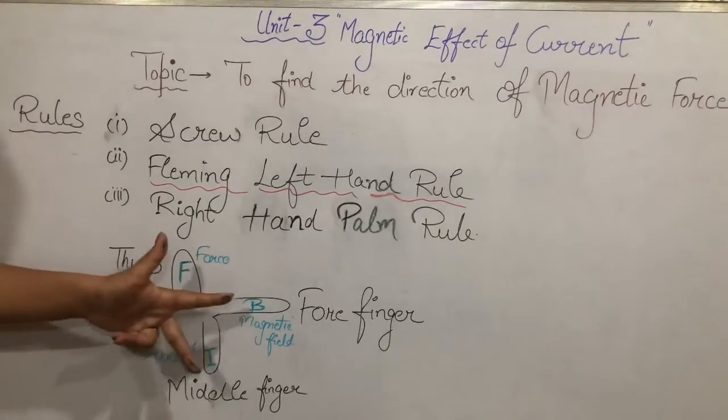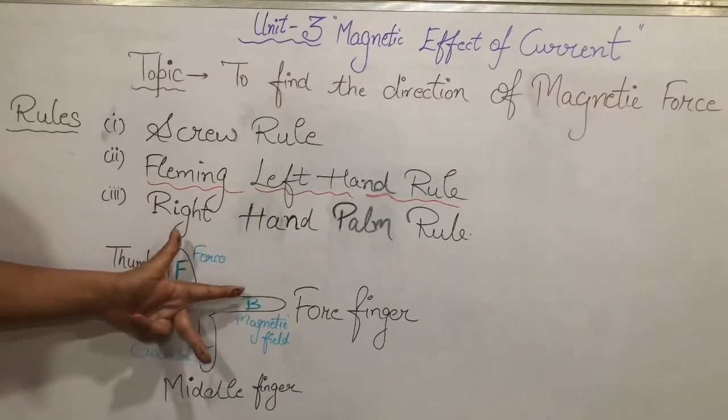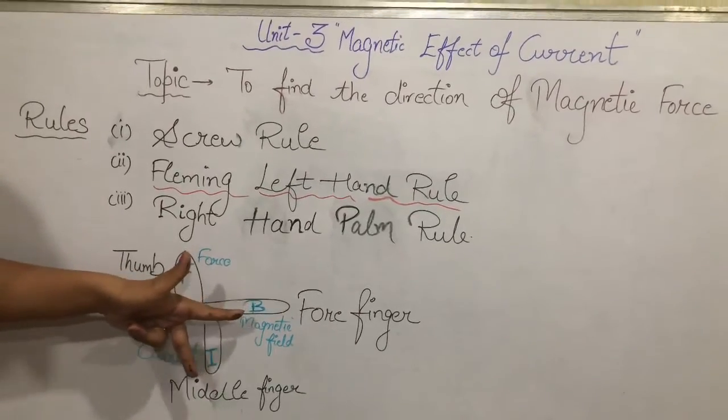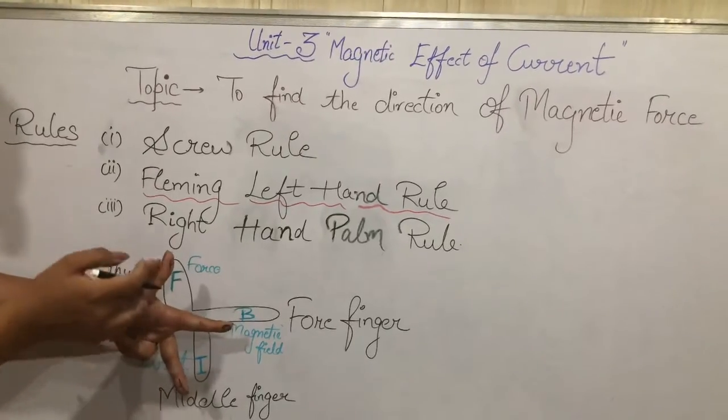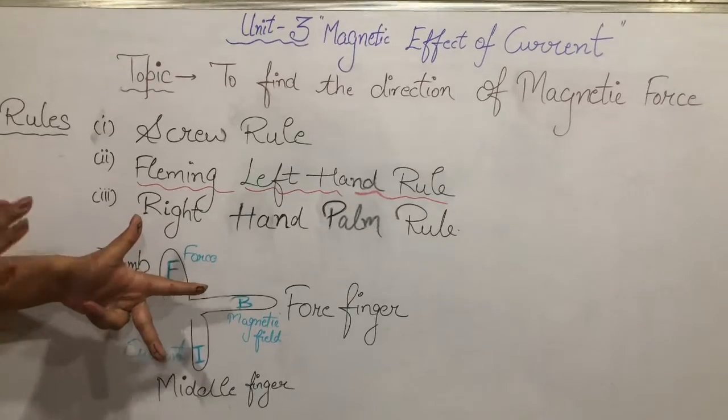So you have to just place your hand like that, firstly in the direction of the magnetic field, then in the direction of current, and where the thumb points, that gives the direction of the force. We will check it in the example.